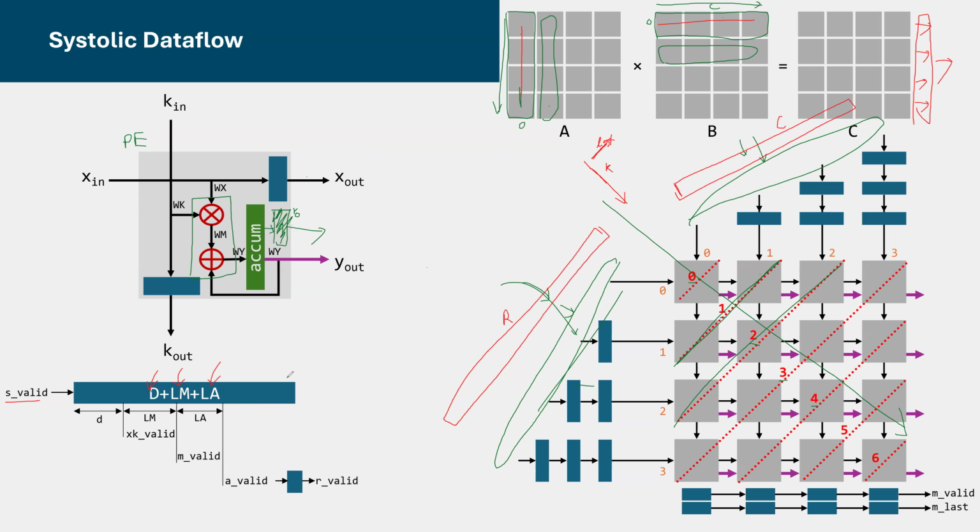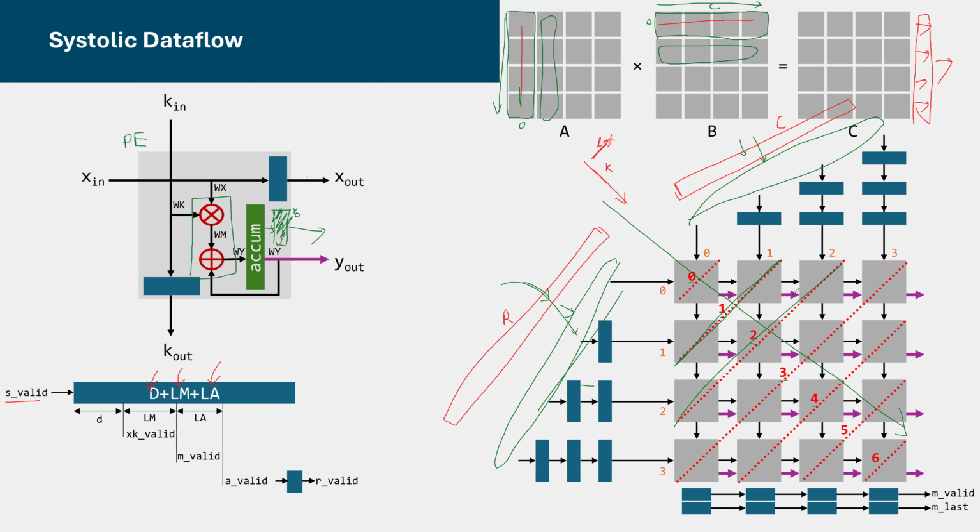So how many diagonals are there in this particular systolic array? You have 7 diagonals, right? Each of these is a possible wavefront: 0, 1, 2, 3, 4, 5, 6. So you have a total of 7, and that is your D, right? And then D plus LM plus LA is the entire shift register size. So this is like an abstraction that I'm using, right?